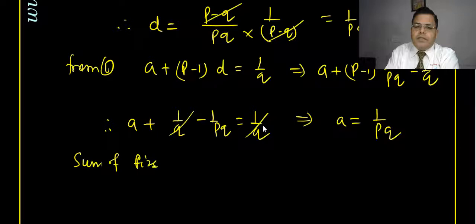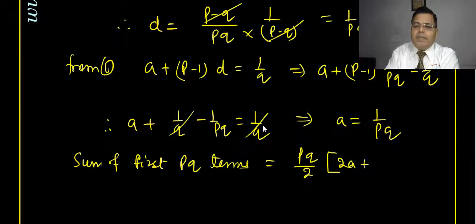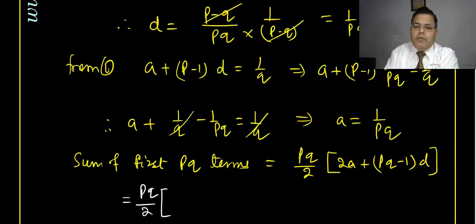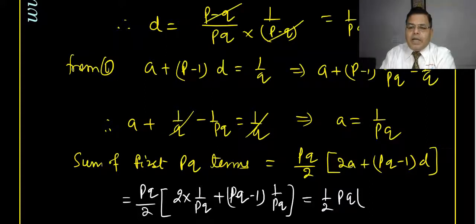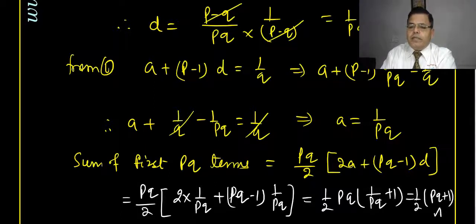Now the sum of the first pq terms is given by pq by 2 into (2a plus (pq minus 1) into d) as per the formula. Therefore we write pq by 2 into (2 by pq, since a is 1 by pq, plus (pq minus 1) into 1 by pq, since d is also 1 by pq). So 2 by pq minus 1 by pq is 1 by pq, plus 1. If you multiply this, it will be 1 by 2 (pq plus 1), and that is the answer that you have to prove.